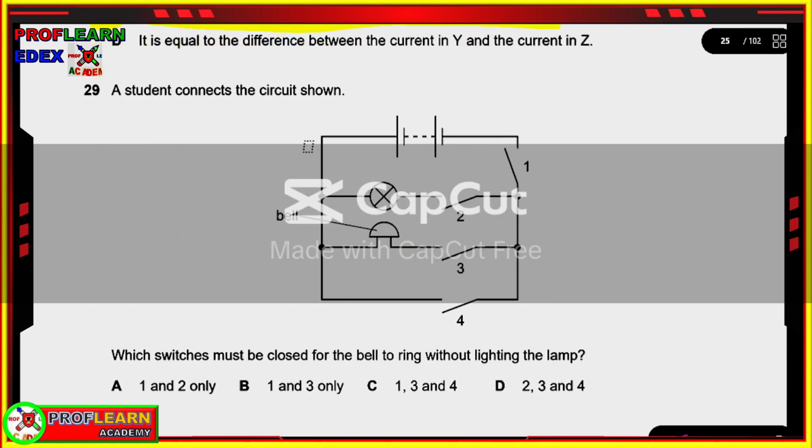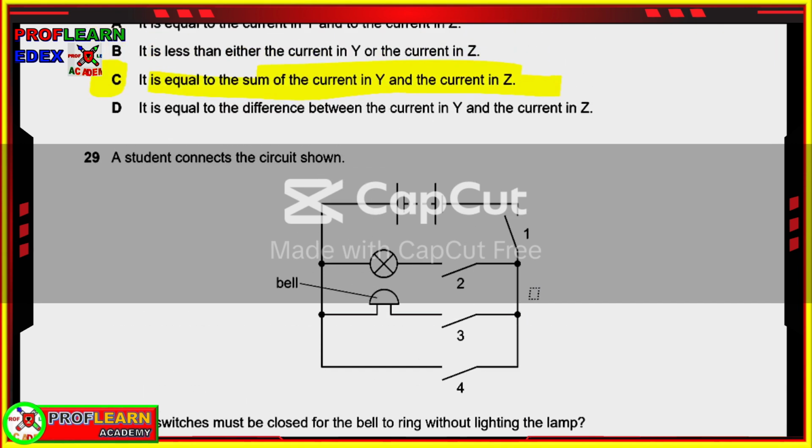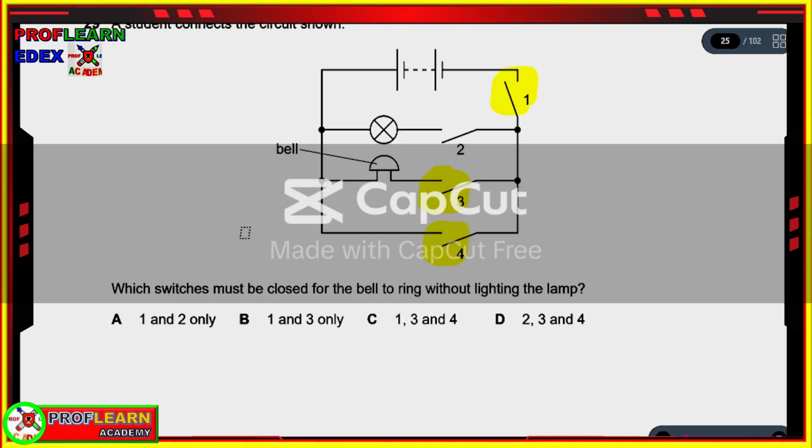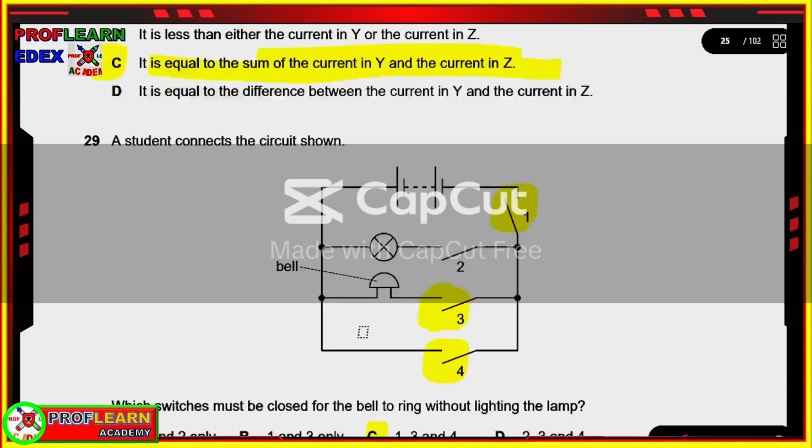The student connects the circuit shown there. Which switches must be closed for the bell to ring without lighting the lamp? For the bell to ring, we shall ensure that this switch is closed, this switch is closed, and this switch is closed. So we shall have 1, 3, and 4. And which option is that? The option for that is C.